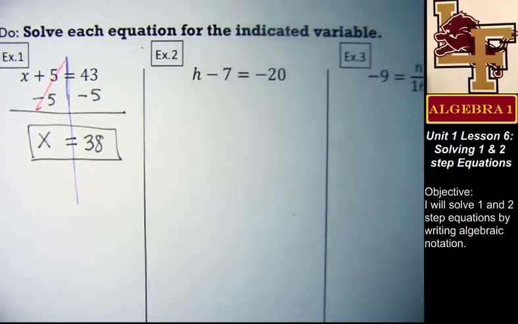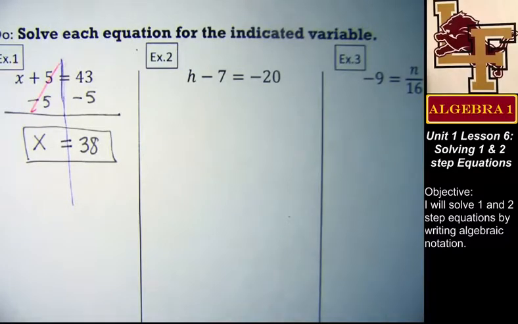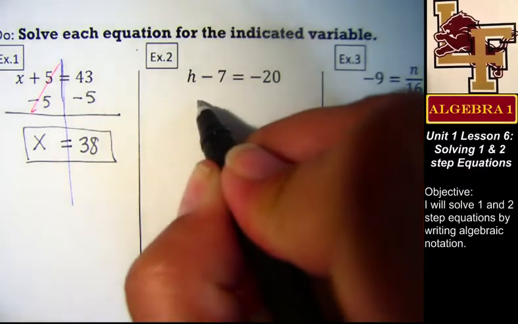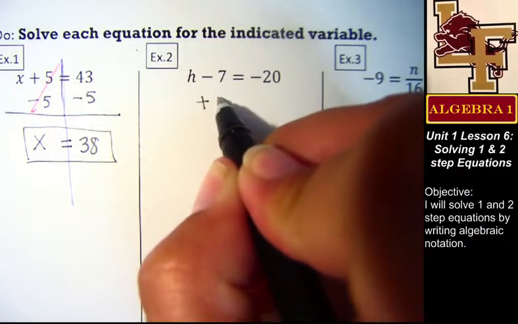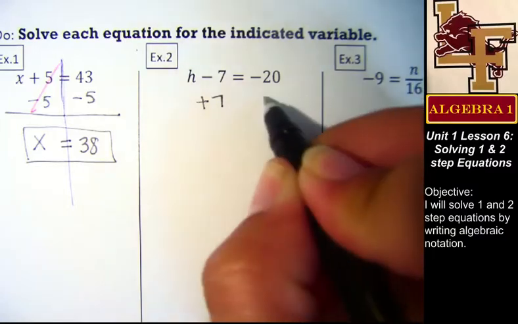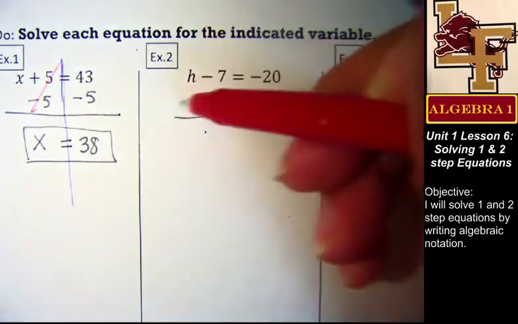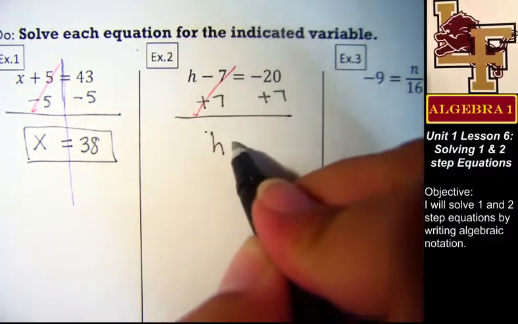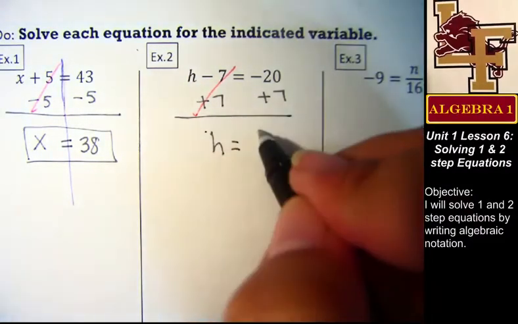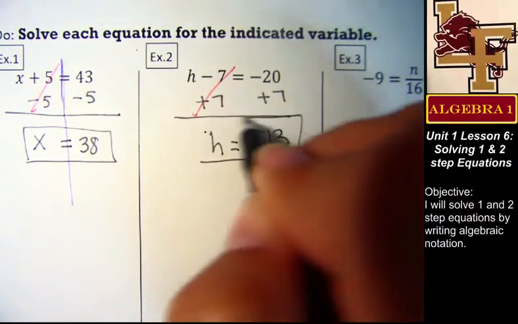All right, let's look at example 2. What's happening to the variable? It's being subtracted. So how do I undo subtraction? Use addition, use a positive. What am I adding? What I do to one side, I have to do to the other. These cancel. H equals? -13. -13. You guys are super good at this.